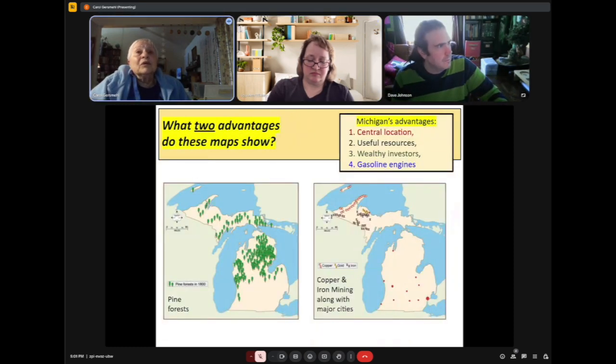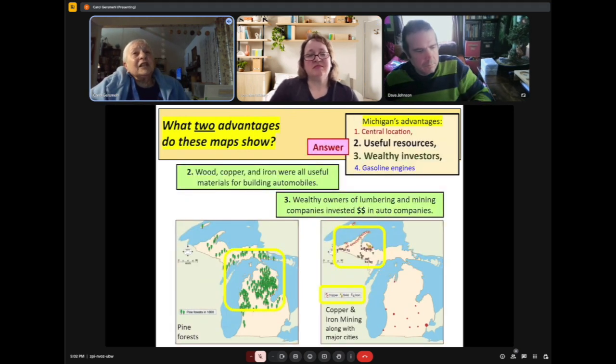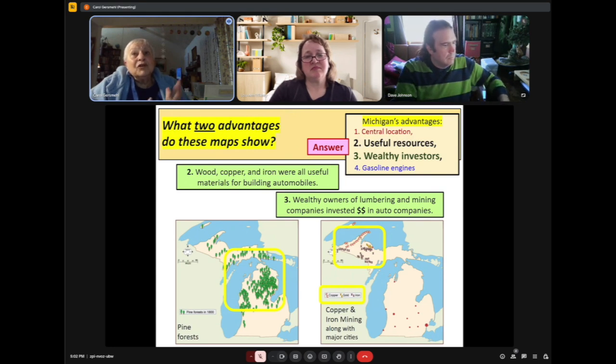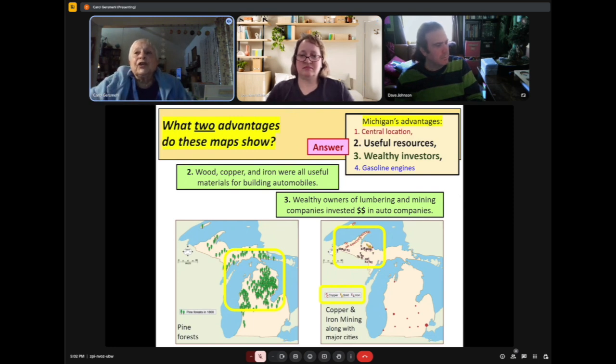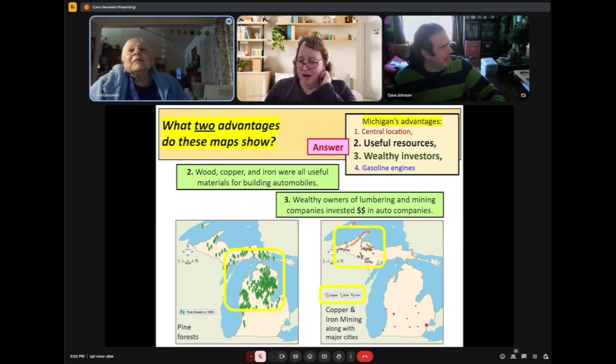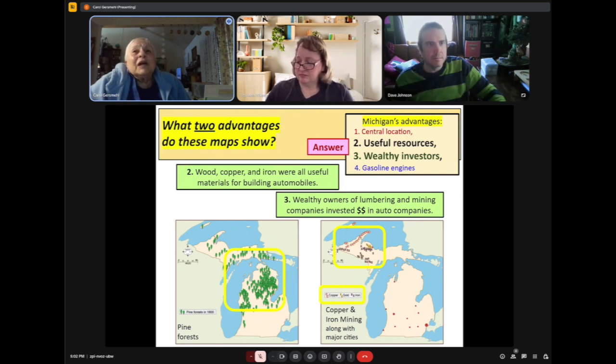These maps show things we've looked at before, pine forests and copper and iron mining. And how would they be advantages? Well, there would actually be two kinds of advantages. They're good resources, especially the iron, to build really strong bodies for your car. But they also remind us about the wealthy investors who'd made a ton of dollars in lumbering and mining and went, you know, these young companies are worth investing in.